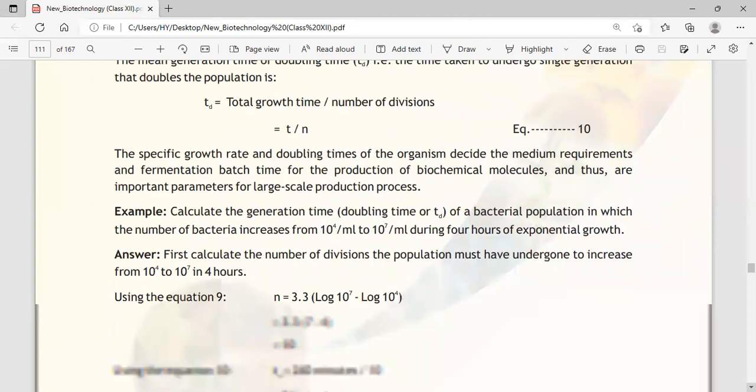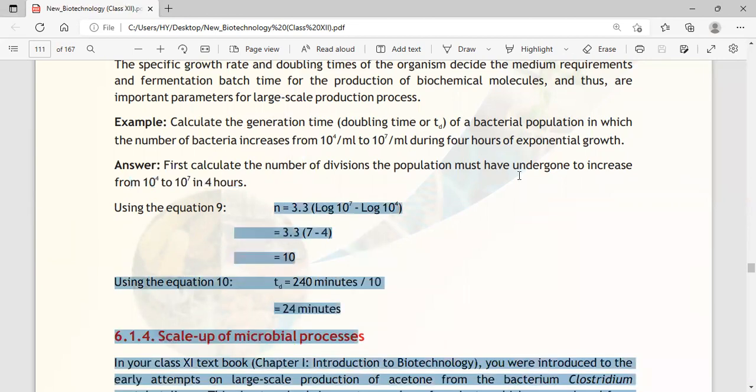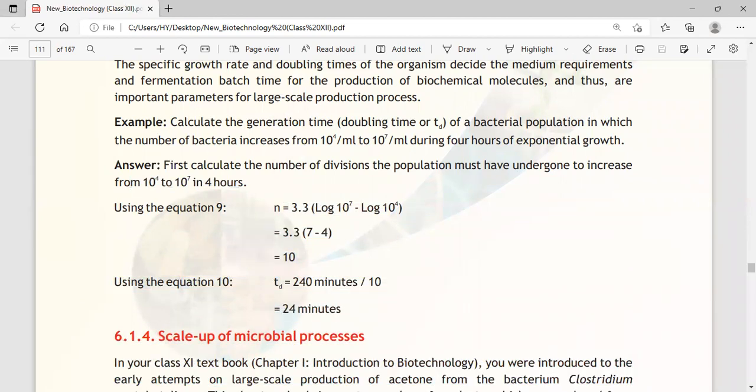And there is one numerical also given. First, calculate the generation time, doubling time, of a bacterial population in which the number of bacteria increases from 10 to the power 4 to 10 to the power 7 per ml during 4 hours of exponential growth. First, calculate the number of divisions the population must have undergone to increase from 10 to the power 4 to 10 to the power 7 in 4 hours. So using the equation 9, n is equal to 3.3 (log 10 raised to power 7 minus log 10 raised to power 4), is equal to 3.3 into (7 minus 4), is equal to 10. td is equal to 240 minutes per 10, 24 minutes.